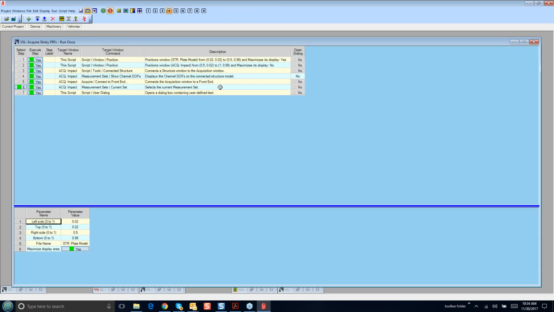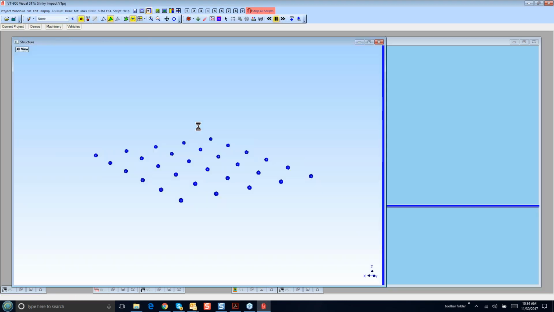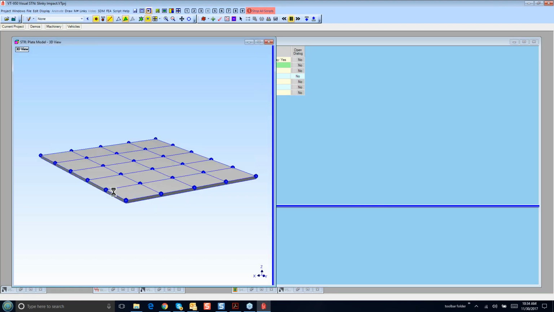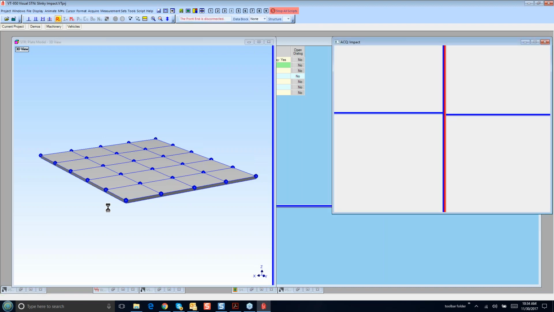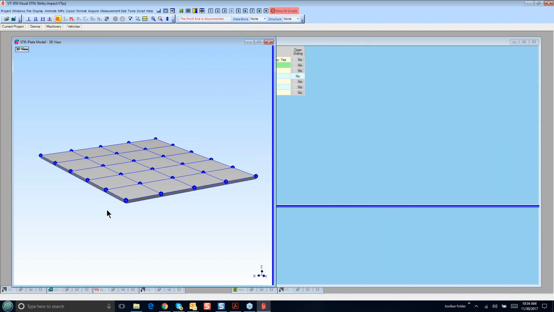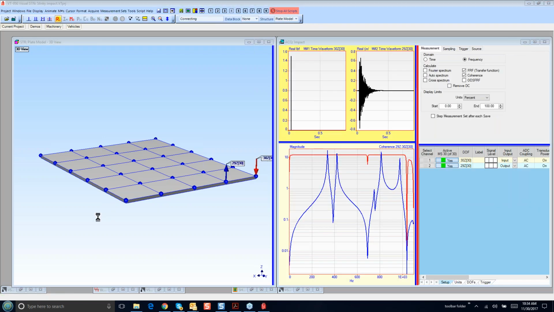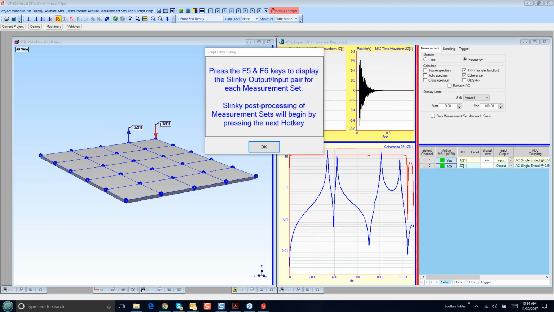So the next one is acquire the data. Now we're going to set up an acquisition window similar to the way we did it with the transmissibilities, and it's going to walk through, well, let's see, what's it going to do here? Okay, it says press the F5 and F6 keys to display Slinky output over input pairs for each measurement set. Well, there's a pair for each measurement set.